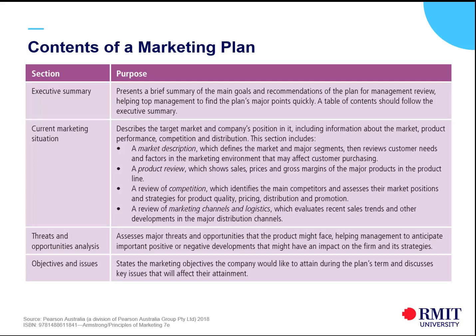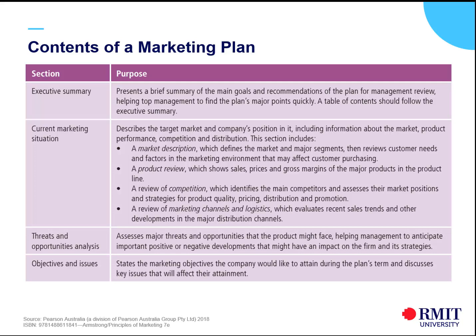And this is the contents of a marketing plan. So you can see it might start off with the executive summary, which is a brief summary of the main goals and recommendations. A table of contents should always follow the executive summary. A current marketing situation analysis is undertaken. So this describes the target market and the company's position, including information about the market itself, product performance, competition, and distribution.